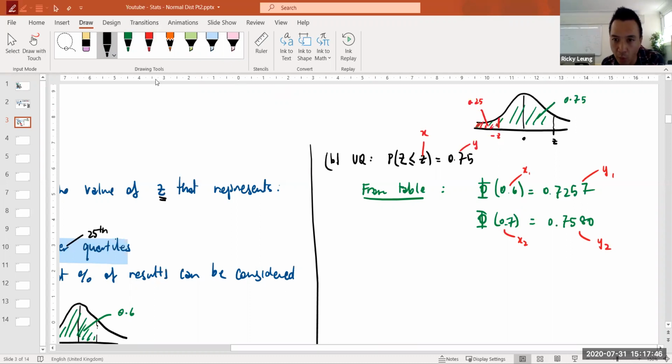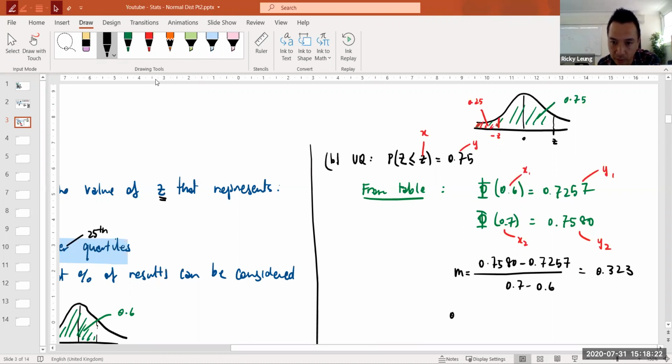Sub all that in. Also I need to find the gradient first. So the gradient is equal to y2 minus y1 divided by x2 minus x1. Brilliant. If you did that on the calculator, the gradient is 0.323. That's a slightly different gradient to before because between different 2 points, you'll get a different slant. So don't use the same gradient as before.